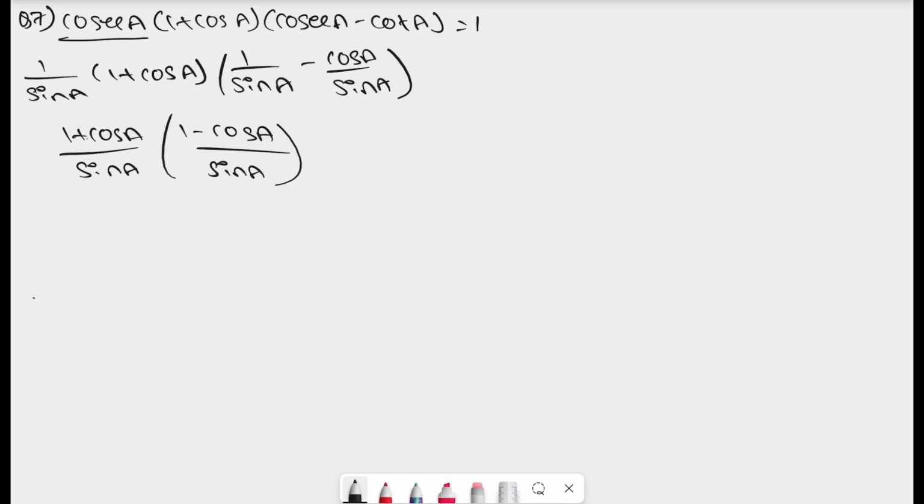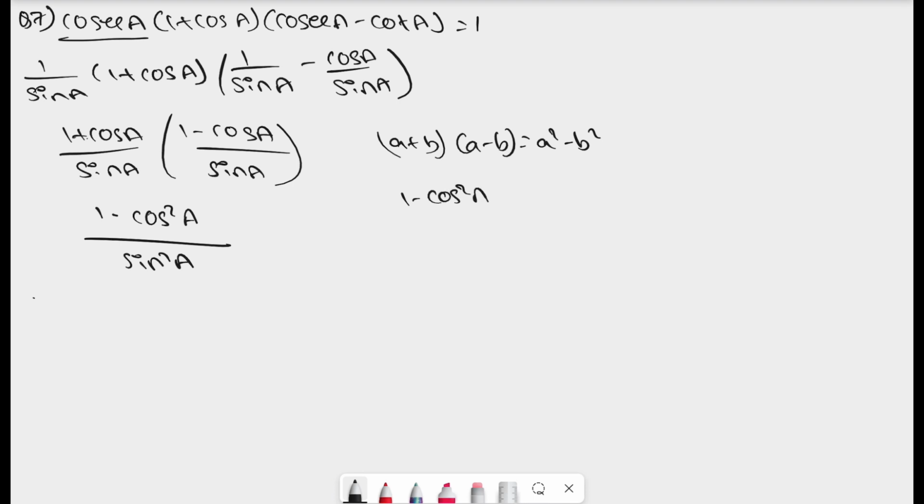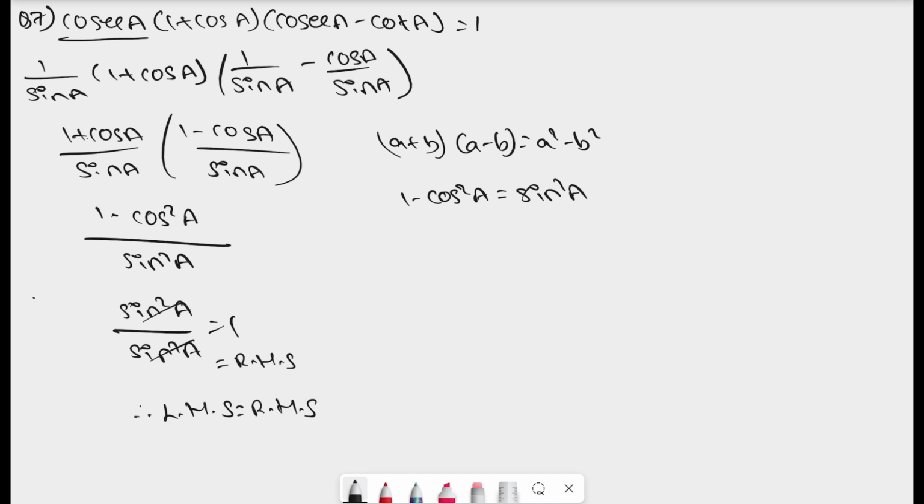Now we'll just multiply these two terms. It is in the form of A plus B into A minus B, which is A square minus B square. So this can be written as 1 minus cos square A, and sin into sin is as usual sin square A. And we have our identities. 1 minus cos square A can be written as sin square A. So I'll replace this numerator with sin square A by sin square A. Both the values get cancelled, which is equal to 1. Our required RHS value. Therefore, LHS is equal to RHS.